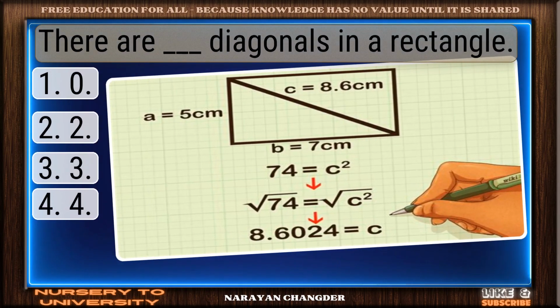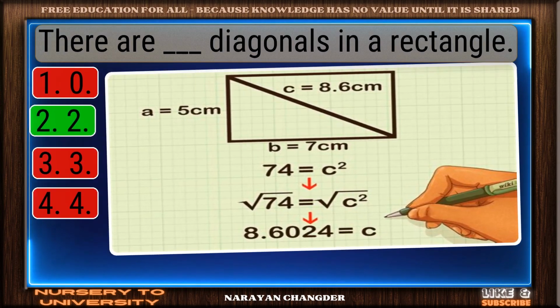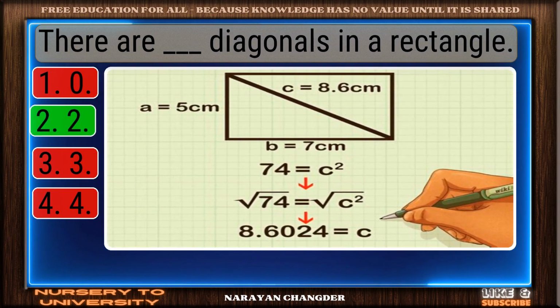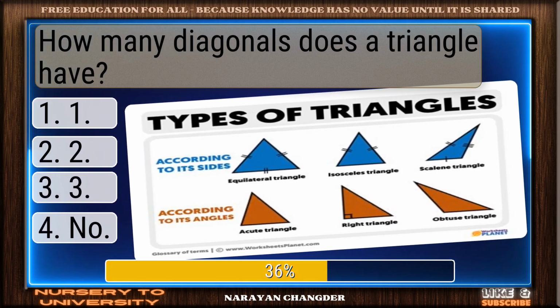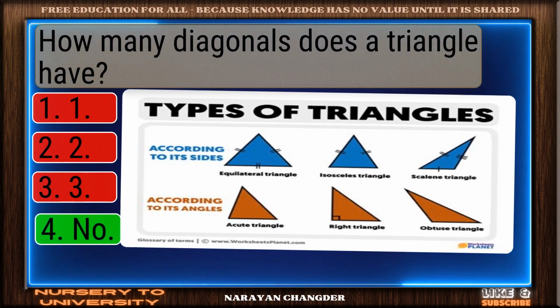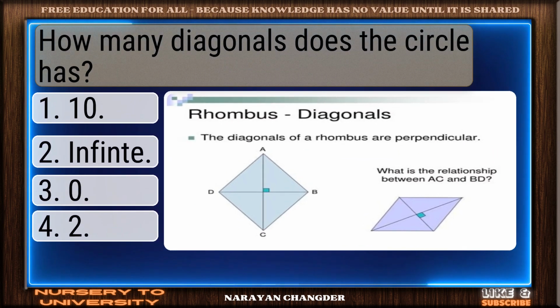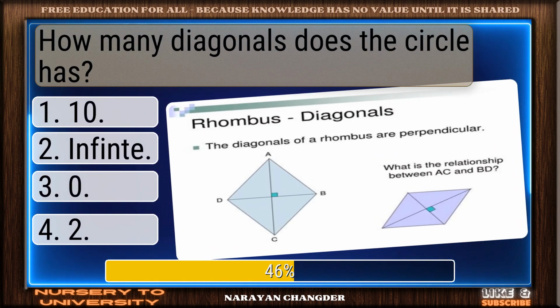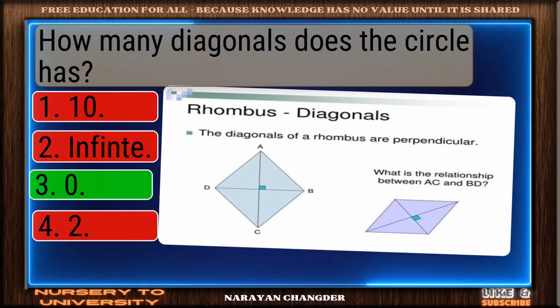There are dash diagonals in a rectangle. Well reasoned. 2 is the correct choice. How many diagonals does a triangle have? Great thinking. No is the right choice. How many diagonals does the circle have? Smart move. Zero is an accurate answer.